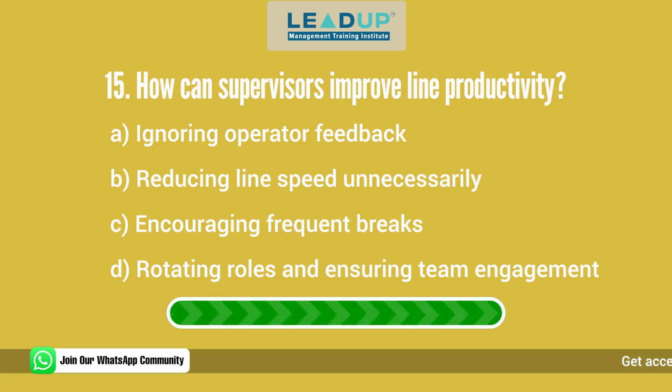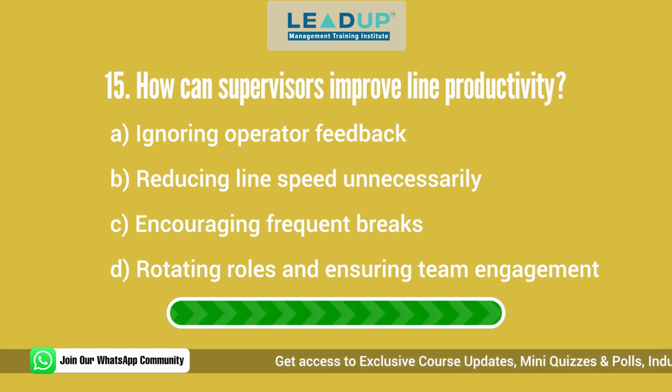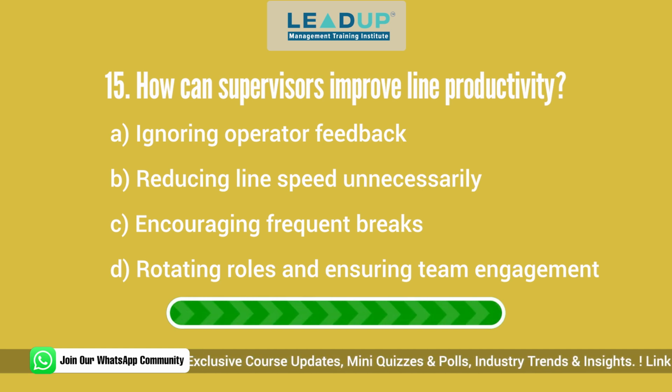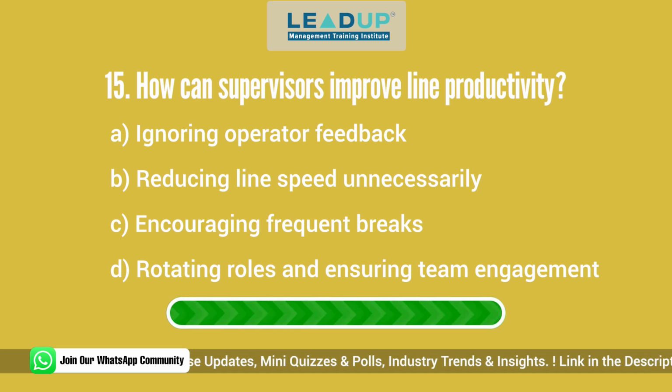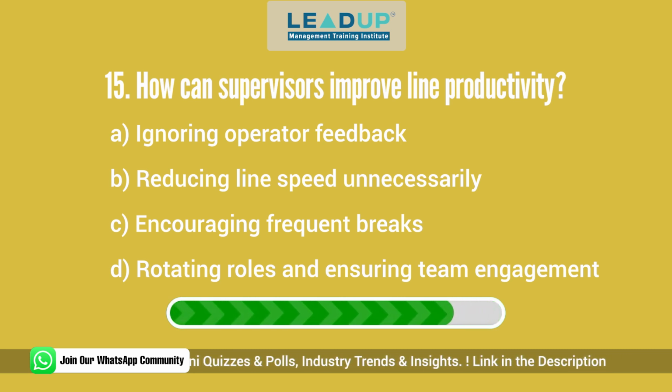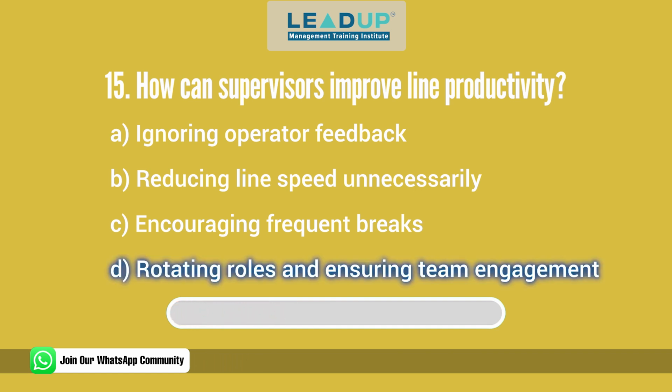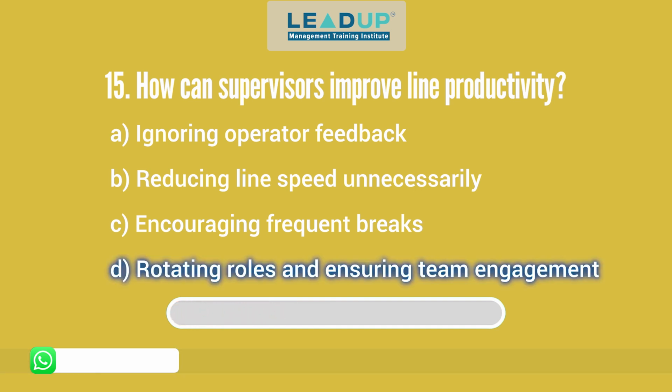Question 15. How can supervisors improve line productivity? A. Ignoring operator feedback. B. Reducing line speed unnecessarily. C. Encouraging frequent breaks. And D. Rotating roles and ensuring team engagement. Answer: rotating roles and ensuring team engagement.